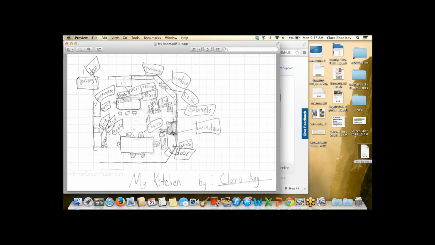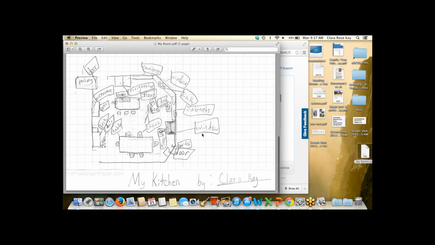And then that's my dog's dog house. And then there's another window right here and a door, and then there's a light switch. This is a doorway, and this is a doorway. And this is our table, and that's my mom's desk, and that's the oven and microwave, and then there's the pantry.